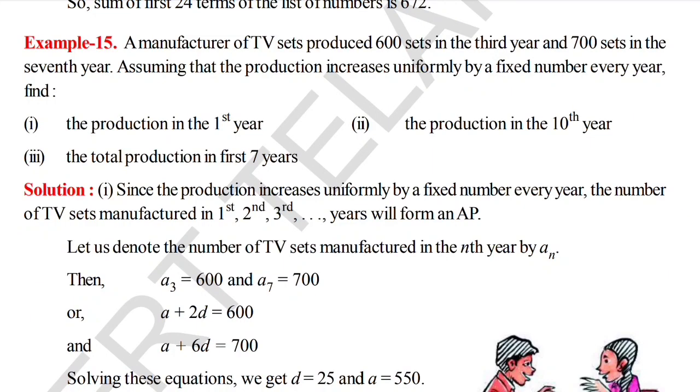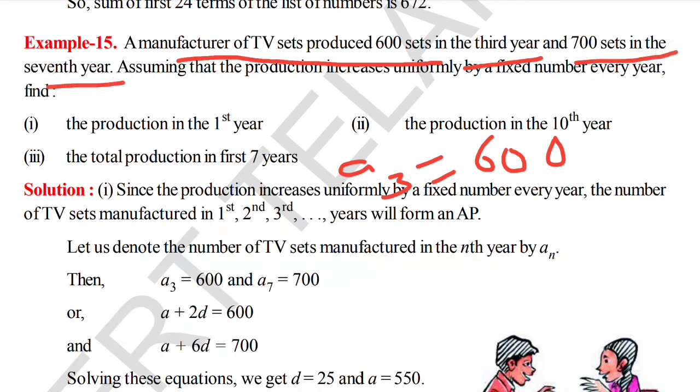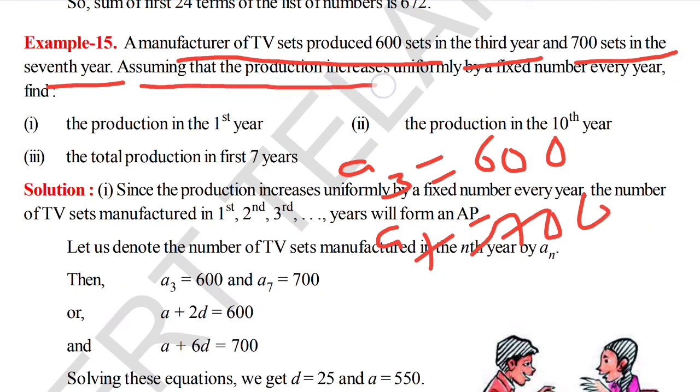Next in the examples we have a word problem. A manufacturer of TV sets produced 600 sets in the third year. Produced 600 sets in the third year means how to denote this? A3 equals 600. And 700 sets in the 7th year, so that means A7 equals 700. Assuming that the production increases uniformly by a fixed number every year, so every year some fixed number of TV sets are increasing. So that means definitely the list of numbers will be in arithmetic progression.